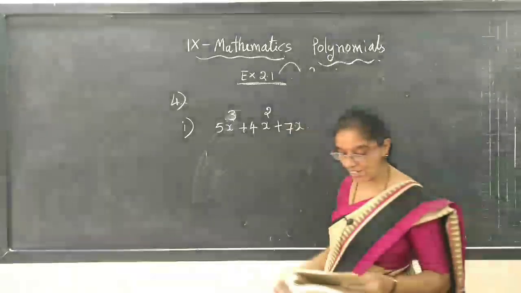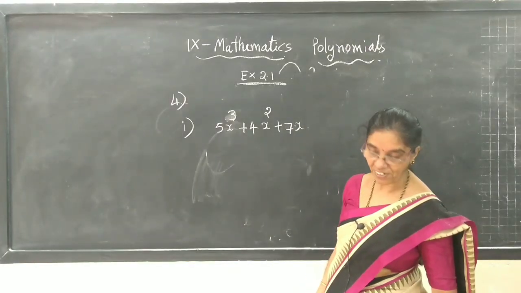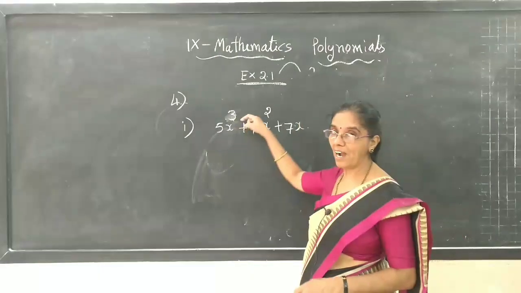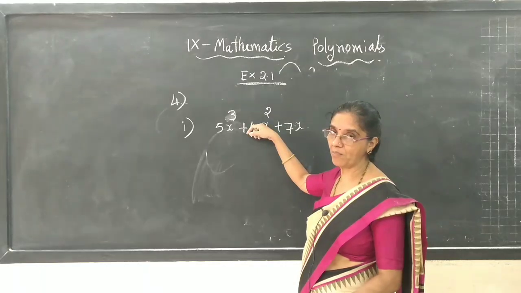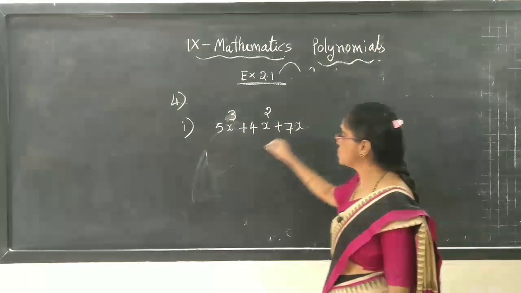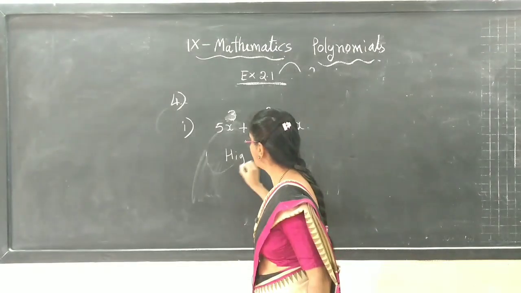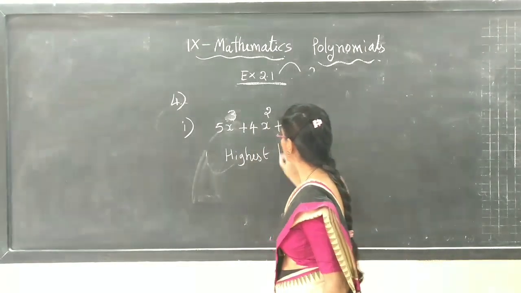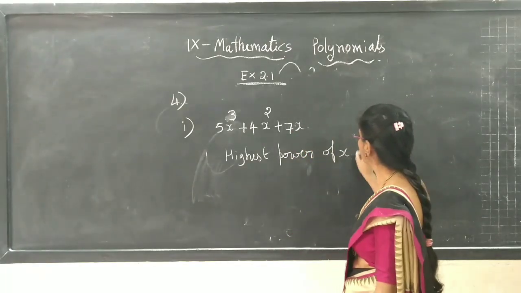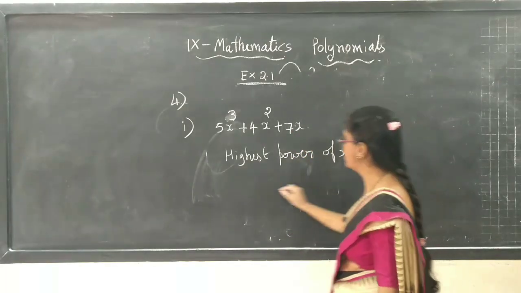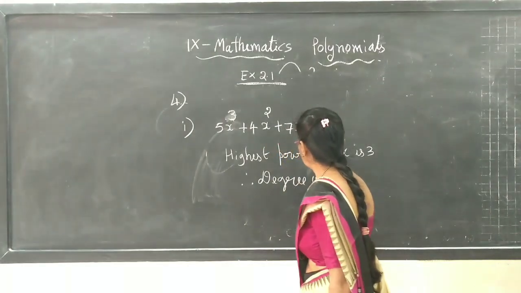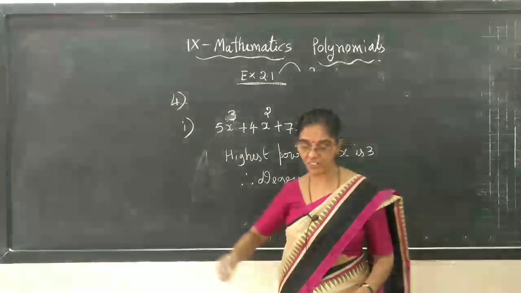Now they asked to write the degree. Degree is what? You have to see the highest power of the variable. Now what is the highest power? It is 3, here 2, here 1. So the highest power is 3. So therefore the degree is how much? Degree is 3. Like this you have to write.